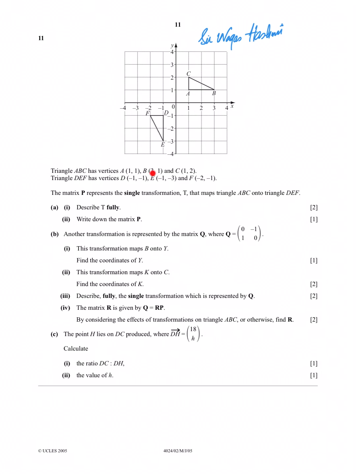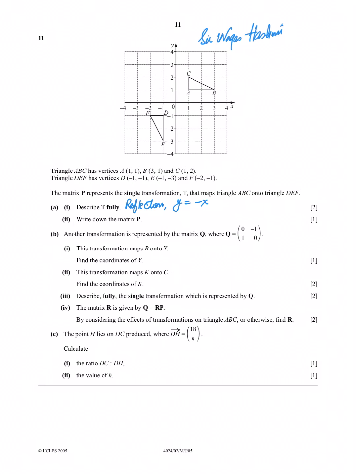So you have coordinates A, B, C and D, E, F. The matrix P represents a single transformation T, maps triangle ABC onto DEF. Describe T fully. So that is a reflection, right? And you need to describe the line of reflection. So it's reflection across y equals to minus x. So that is a 2-mark question, 1 mark for reflection and 1 mark for y equals to minus x.